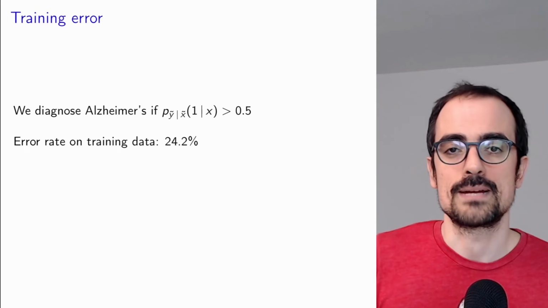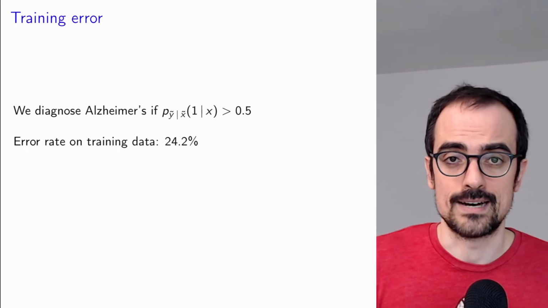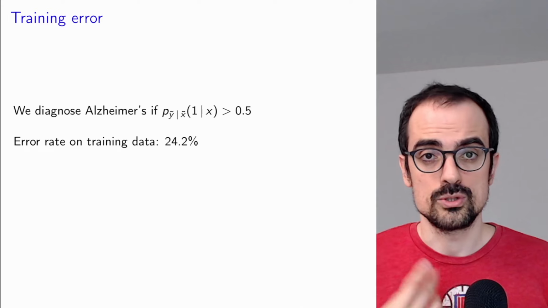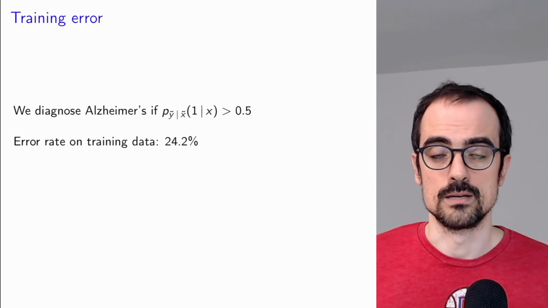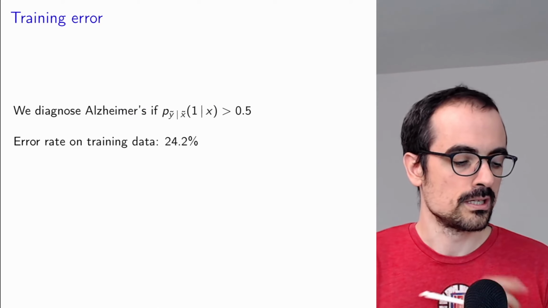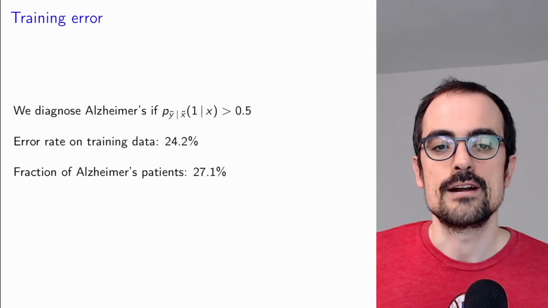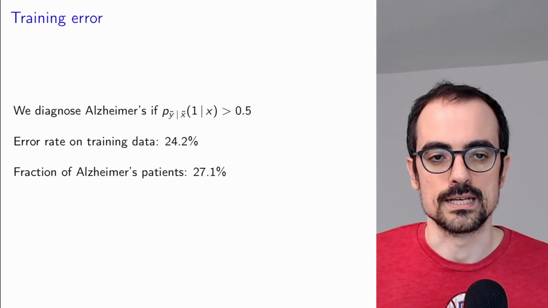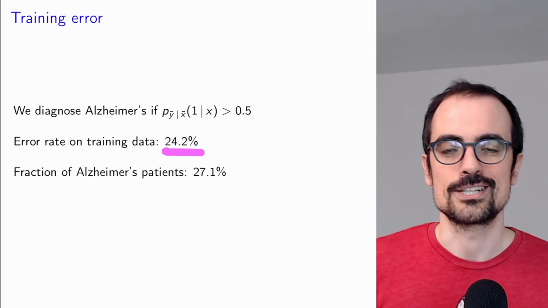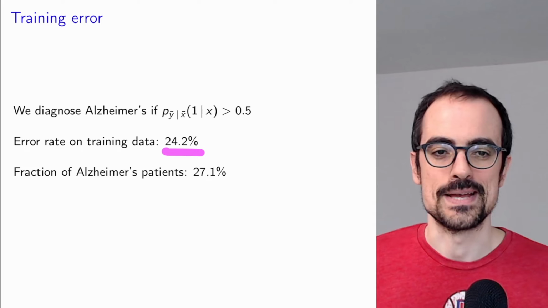We should compare to some kind of baseline. You should always find some reasonable baseline to compare to. The baseline that we're going to use here is just saying that everyone is healthy, because there are more healthy individuals than Alzheimer's patients. If you do that, your errors are 27.1%. So, the model is doing something. We have a 3% reduction in error from the naive baseline.